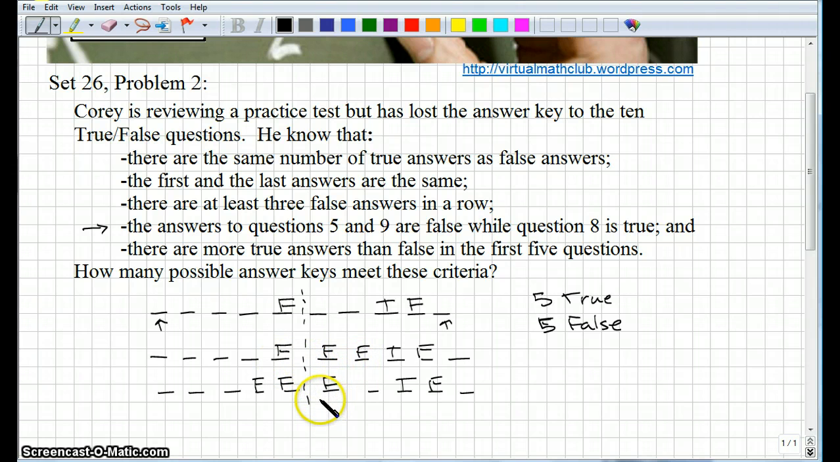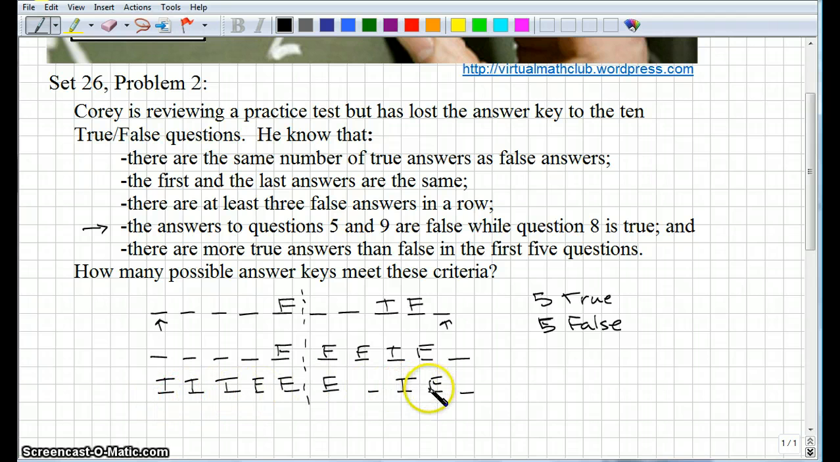All right, so let's work with that now. We know that we have to have more trues than falses, so let's look at this case first. In this case, we would have to have true, true, true, right? Because we had to have more trues than falses, we can only put 2 falses in the first 5. So now we have 1, 2, 3, 4 trues.